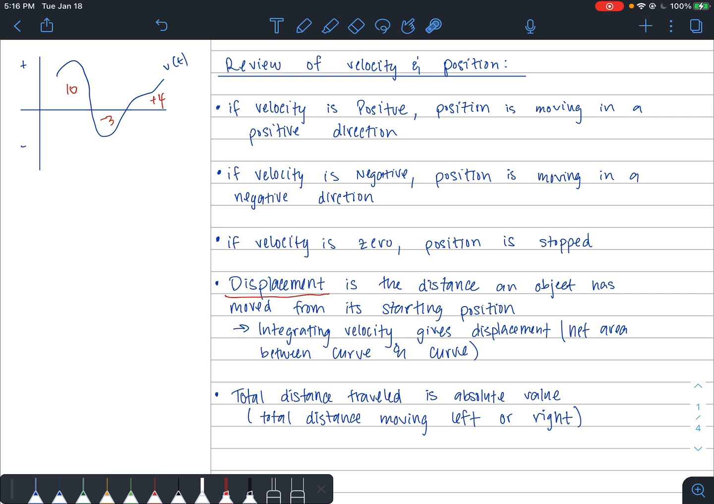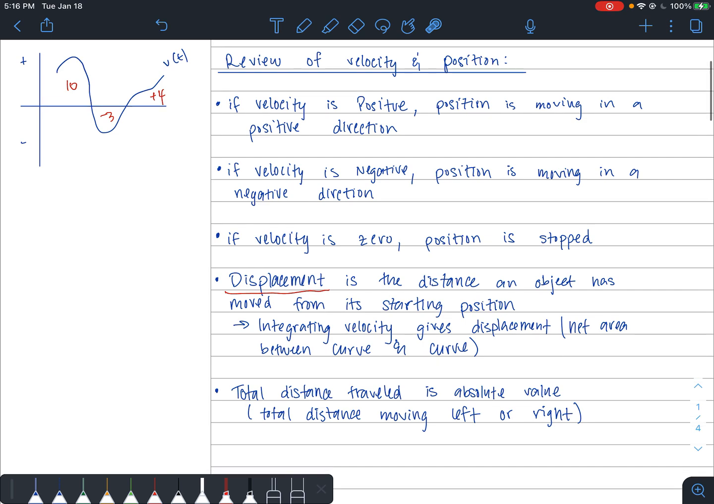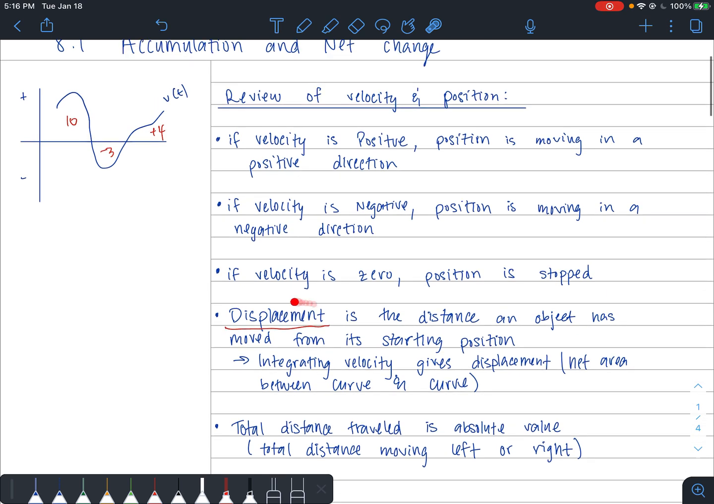Okay, so here the total distance traveled would be 10 plus 3 plus 4, because it doesn't matter that we moved backwards here. It's not talking about displacement. It just wants to know how far you actually moved total, how many units you moved. So that's the difference between displacement and total distance traveled.